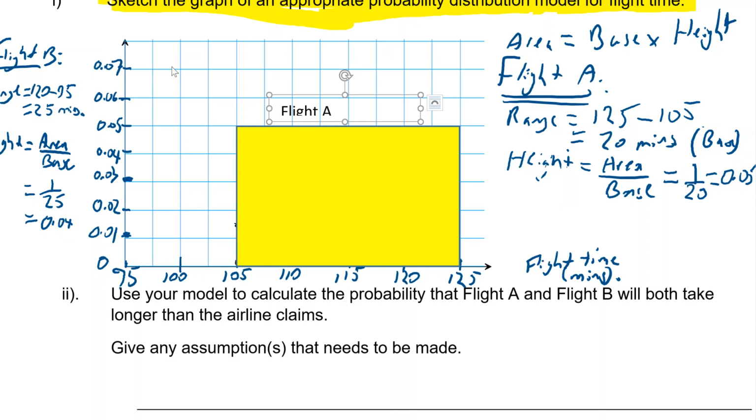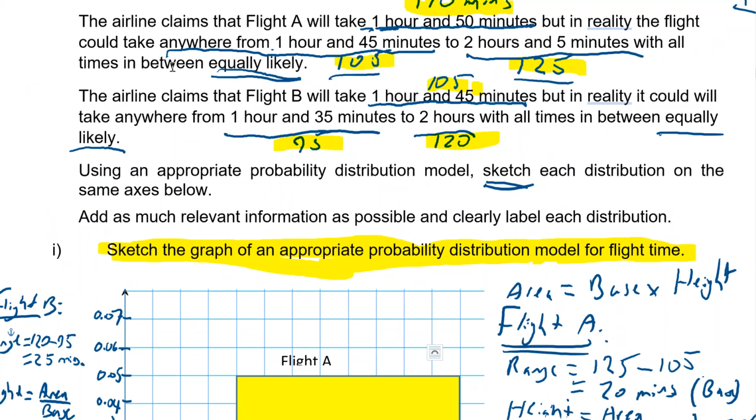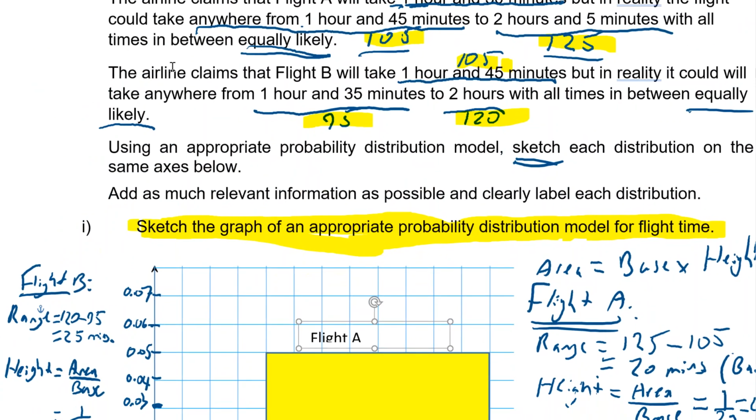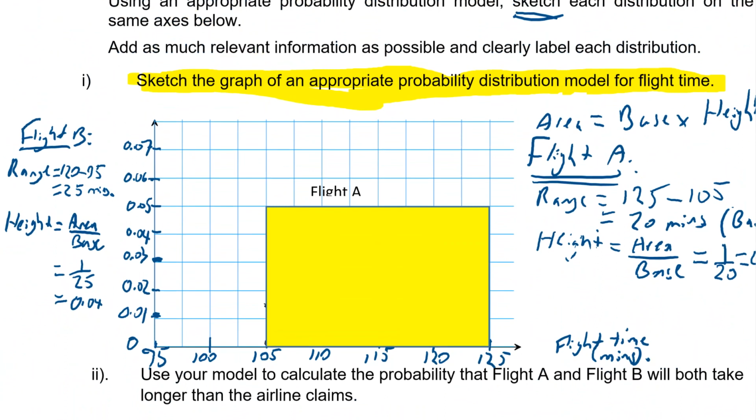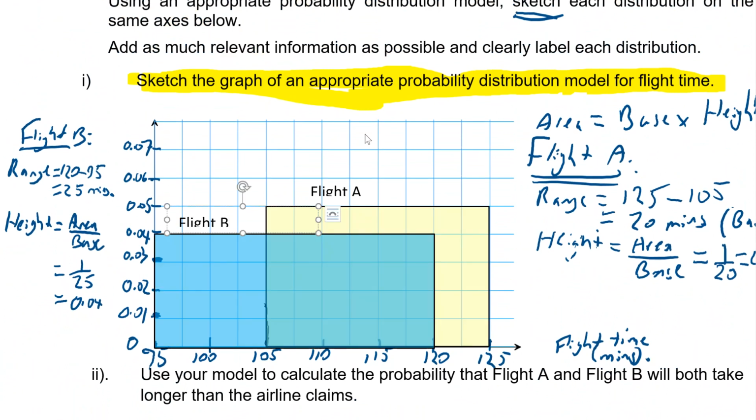So flight B goes from 95 minutes up to, let's have a look at the question again, up to 120 minutes, and it has a height of 0.04, like so. So really important to get the credit here, to get full credit, you had to take into account the height as well as the base, because of course that's going to affect the area, and the area is what represents the probability.